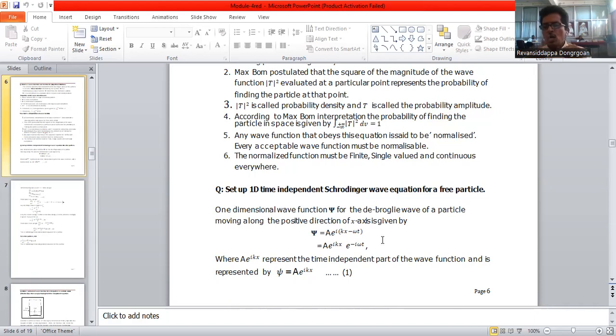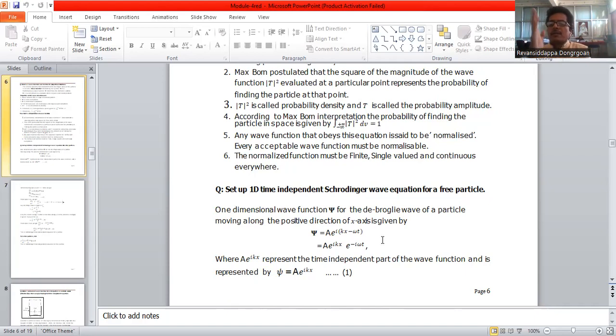See, once again I will read. Dou square psi by dou x square, which means position is there, plus 8 pi square m by h square into E minus V into psi is equal to 0. There is no t. It means it takes care of only x, position; time is not there. Therefore it is often referred to as the time independent Schrodinger equation. That's it. Okay.